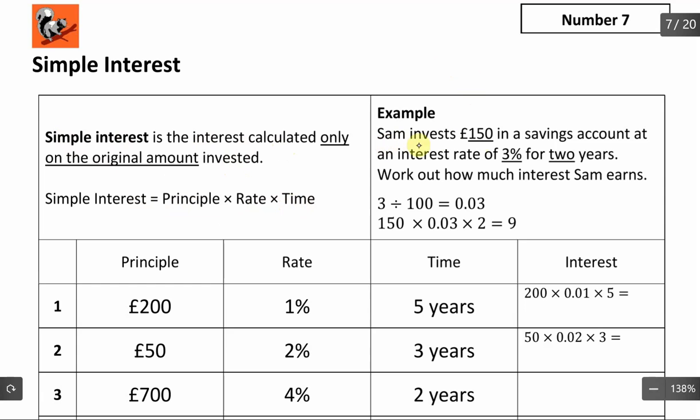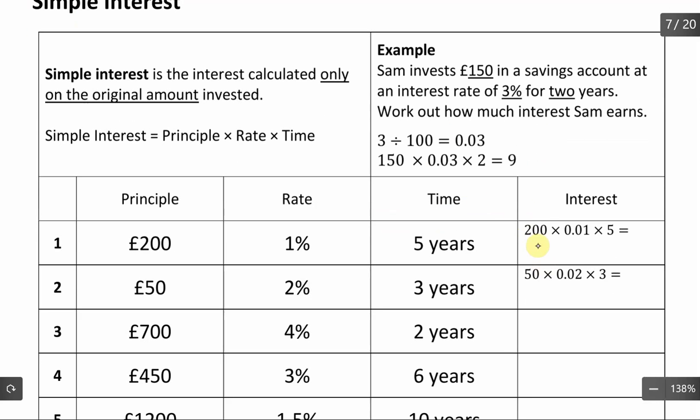So our example is that Sam invests £150 in a savings account at an interest rate of 3% for 2 years. Work out how much interest Sam earns. So first of all, 3% as a multiplier would be 0.03. Just turn that percentage into a decimal. We times the original amount by that, times by the number of years, and Sam would get £9 interest in total. Okay, so there's a couple of these scaffolded for you already. We just have to work them out.